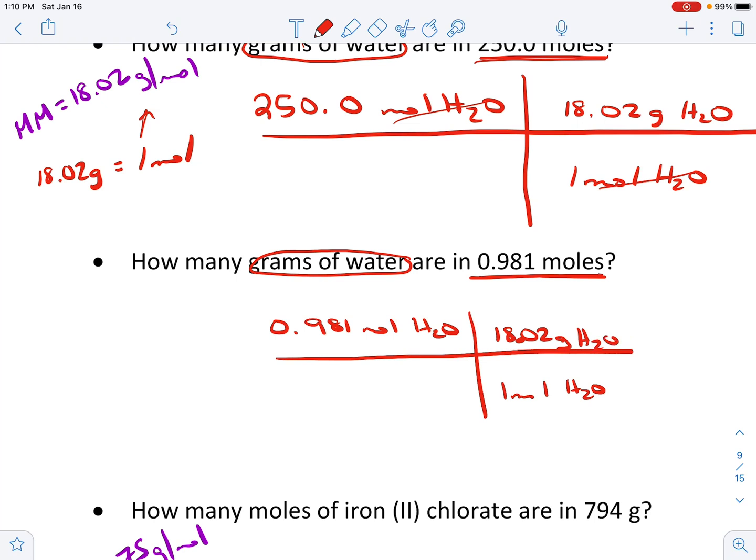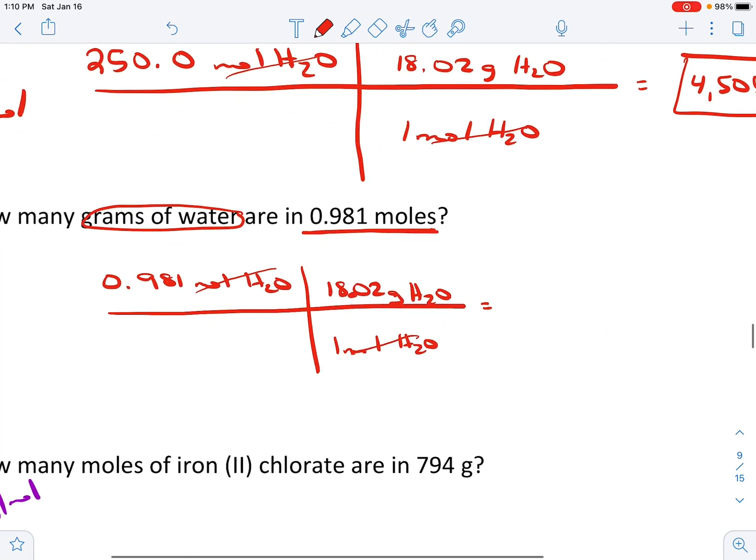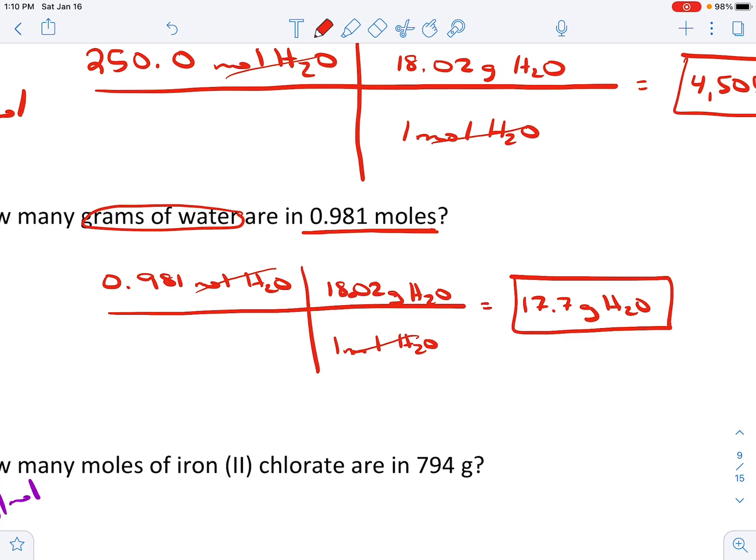And that's going to be equal to our molar mass up here, 18.02, that we just used. And remember, for each substance, this is going to be different. Right now, we're just using water, but when we do iron 2 chlorate in a couple of seconds, it'll be just a little bit different. So remember, solving a T-chart, we're just going to multiply across the top. So we're going to take 0.981 times 18.02, and divide by 1 if we wanted to, but we don't really need to. Let's just keep 1 decimal this time. So we're going to say 17.7 grams of H2O. Pretty simple to convert to grams from moles.